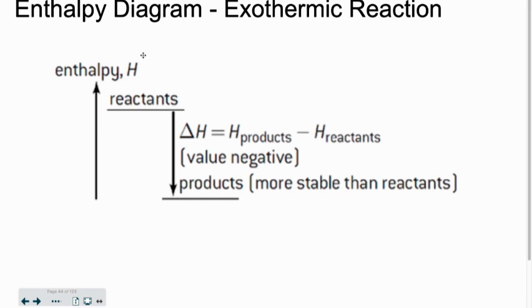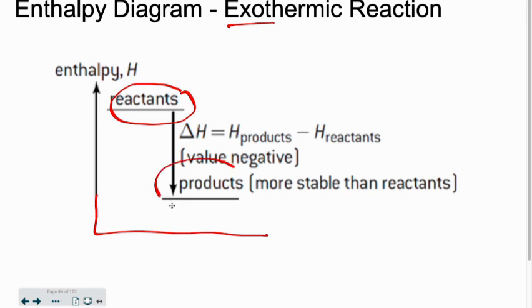We can show exothermic and endothermic reactions using an enthalpy diagram. In this case, this is for an exothermic reaction. An enthalpy diagram is basically a graph that shows the relative enthalpies of your reactants versus products. Typically, there are no numbers shown here. All it's saying is, okay, here are my reactants, here are my products. You can see the enthalpy of my reactants is greater than the enthalpy of my products. In other words, my reactants have more heat than my products.